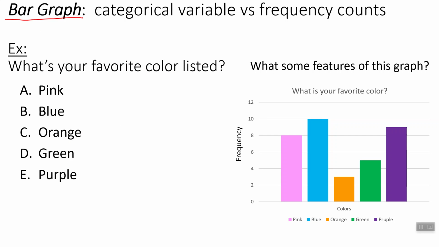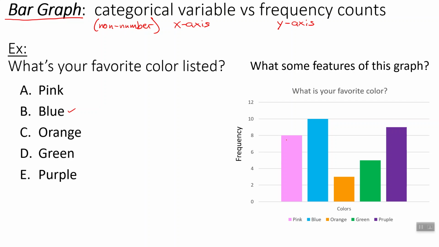Hopefully you've done some sort of bar graph before. So we're working with a categorical variable. In other words, we are looking at a non-numerical variable, and that's going to be our x-axis. And then our frequency count, like how many, is going to be our y-axis. So for instance, if we asked a bunch of people what's their favorite color out of these colors, pink, blue, orange, green, and purple, naturally we should all pick blue, right? This is what the bar graph would look like from some sort of collected data.